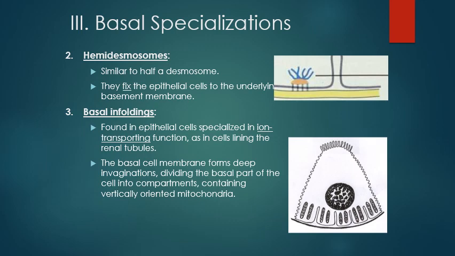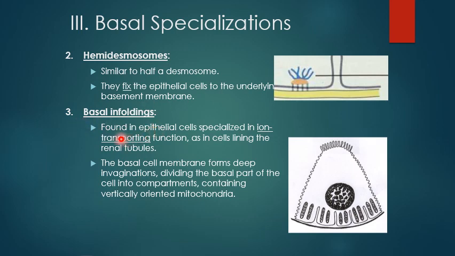In the basal specialization, in addition to the basement membrane, there is something called the hemidesmosome. Hemi means half the desmosome. It is formed between the basal part of the cell and the basement membrane. It fixes the basal part of the epithelium to the underlying connective tissue. It is similar to the desmosome, but it's half a desmosome, having only a dense plaque and intermediate filaments with a hairpin appearance.